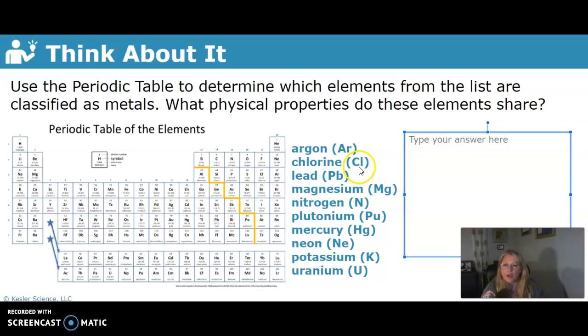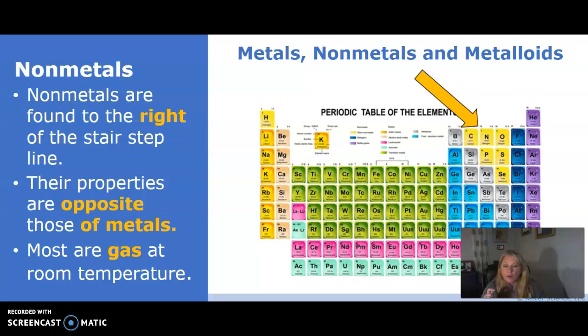Okay, so we're gonna talk about that one in class as a quick review. We're going to go ahead and talk about nonmetals now. We know that nonmetals are to the right of the stair step. They are the opposite of metals. Their properties are the complete opposite, and most of them are gas at room temperature.